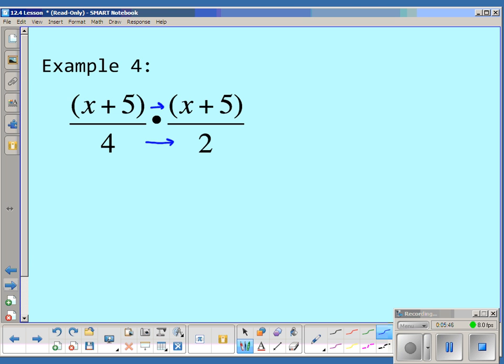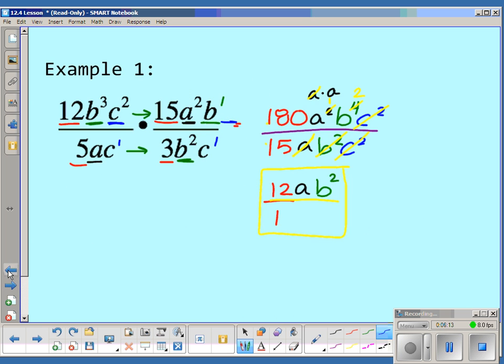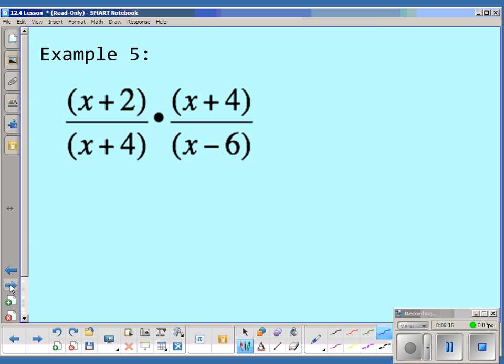All right, so nothing cancels, as I pointed out earlier, so we're going to multiply across the top, and you can write it out like this if you want. But that's really the same thing as x plus 5 squared. And on the bottom, we're left with 8, and we can't simplify that any further, so my final answer is x plus 5 squared over 8. So with multiplication, sometimes it won't simplify, like this one, and sometimes there's a lot of simplifying, like our very first one that we did. Okay? All right, again, last example of multiplying, pause and see what you get for this one.